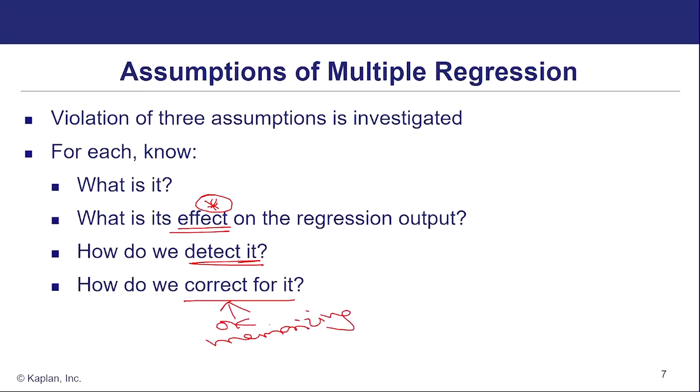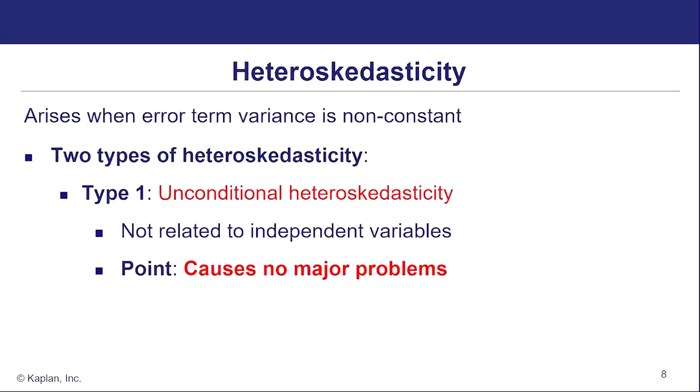So correction is A-okay in the sense that that is just memorizing some labels, and we'll see that when we get there. So right now, our focus is on effect it has on statistical inference and the detection of those violations.